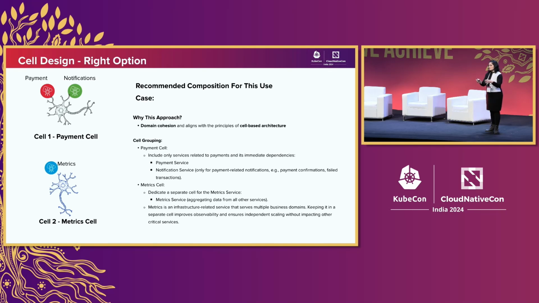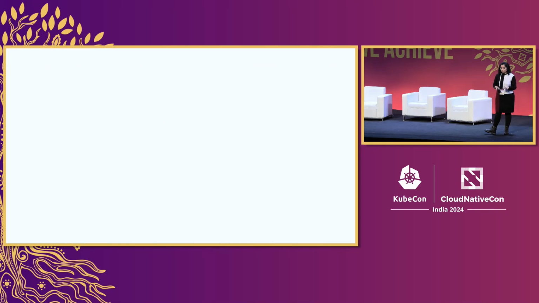So hope now you see where it differs from microservices, right? And the metric cell, because it is an infrastructure-related service which can be used by multiple business functions. So you would preferably want it to be a separate cell, because we don't want payment to be dependent on my metrics. It's a secondary function. OK, so this is the right approach.